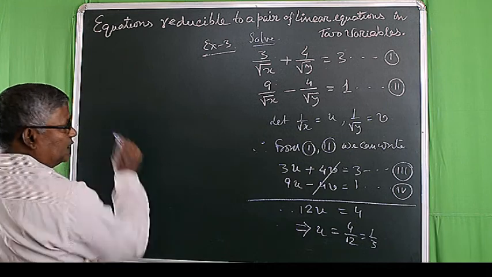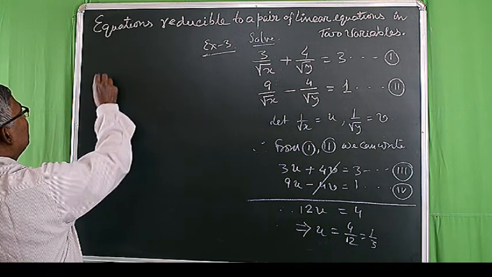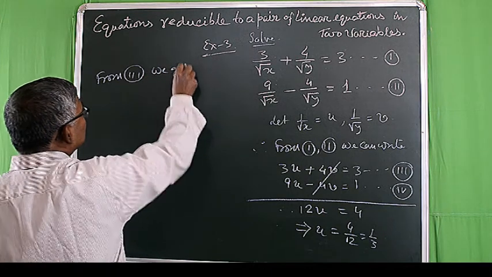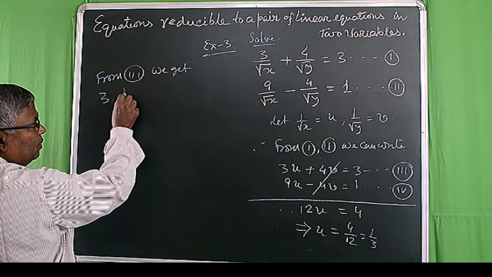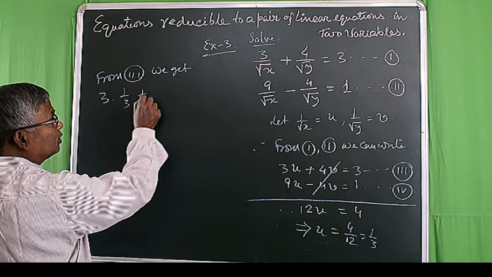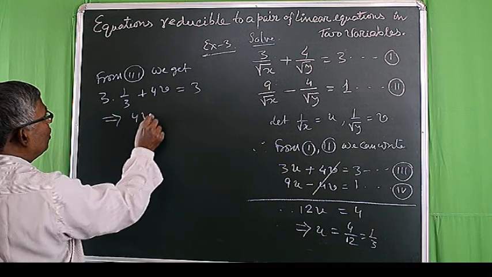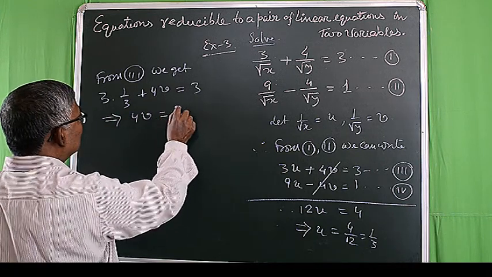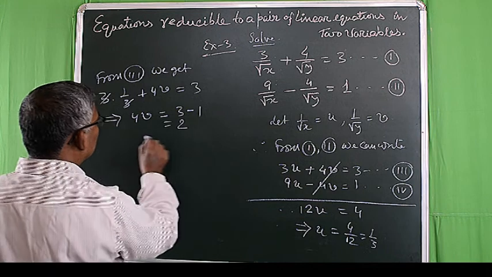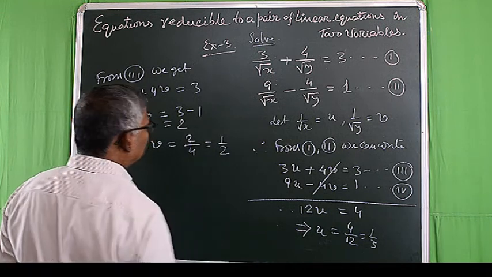Students, now let us put the value of u in any of the equations 3 and 4. So from 3 we get 3 into 1 by 3. What is the value of u? That is 1 by 3 plus 4v equal to 3. This implies that 4v equal to 3 minus 1. Here it is 1, that is 2. Therefore v equal to 2 by 4 equal to 1 by 2.